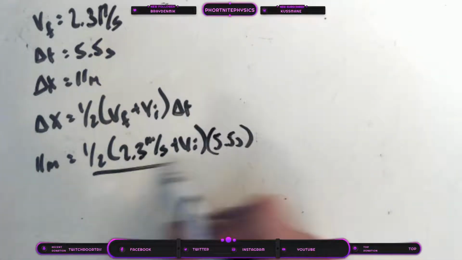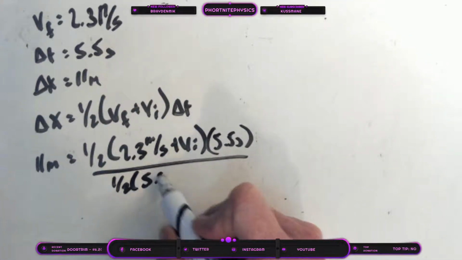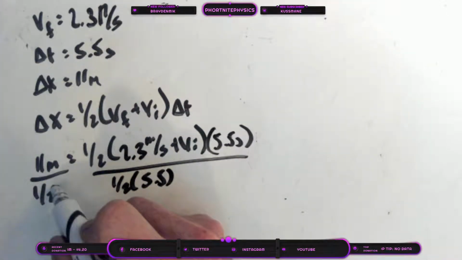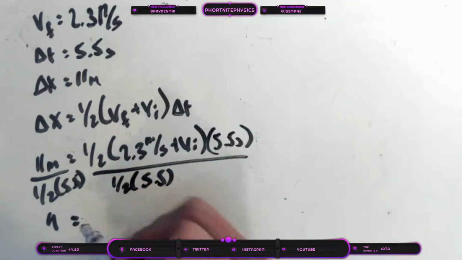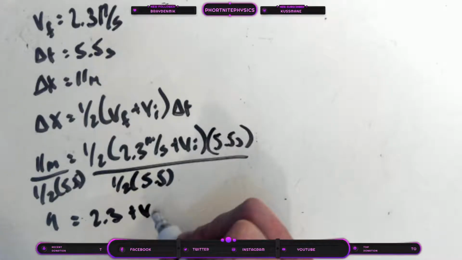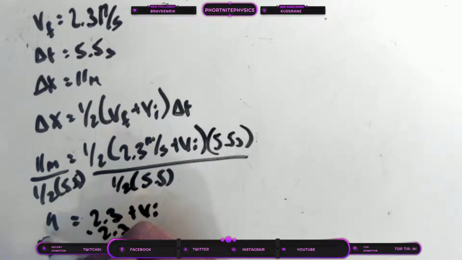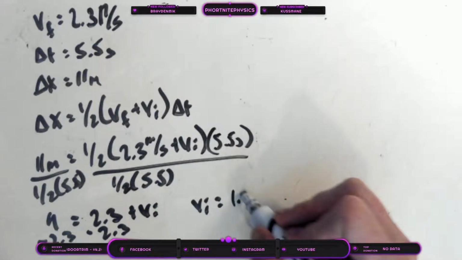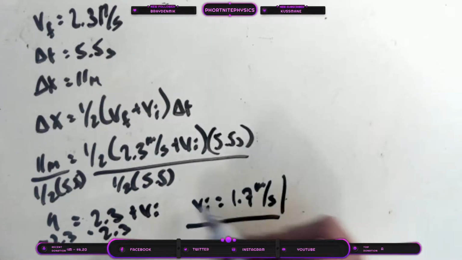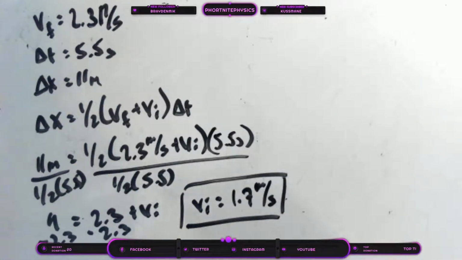Okay, and if we divide both sides by 1/2 times 5.5 seconds, we end up with, I think it's 4. Yeah, so 4 equals 2.3 plus Vi. Subtract 2.3 from both sides, and Vi is equal to 1.7 meters per second. That's pretty straightforward.